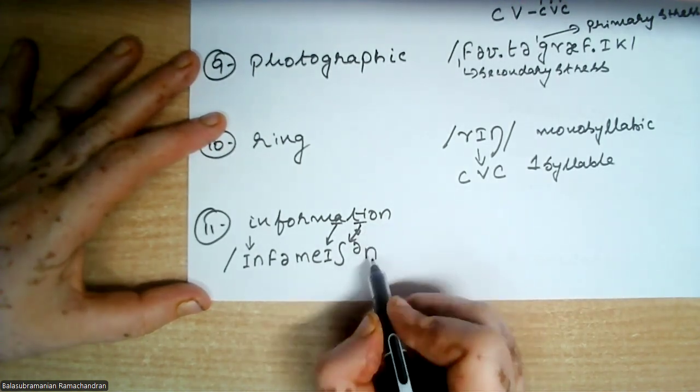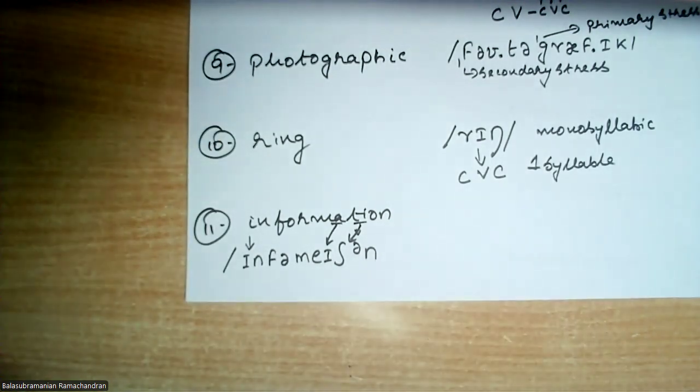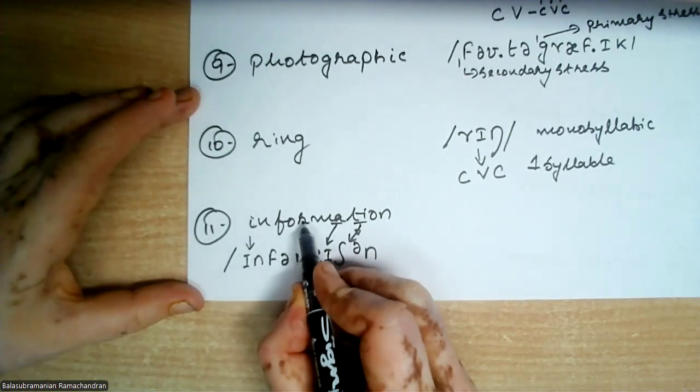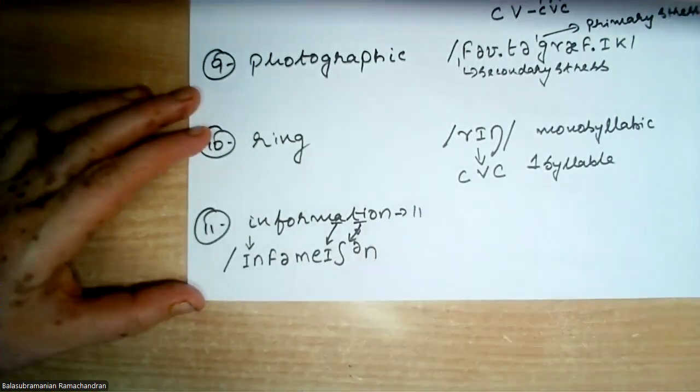And then we have the last letter N, which is in. So you counted 1, 2, 3, 4, 5, 6, 7, 8, 9, 10, 11. There are 11 letters. Look at the number of sounds.